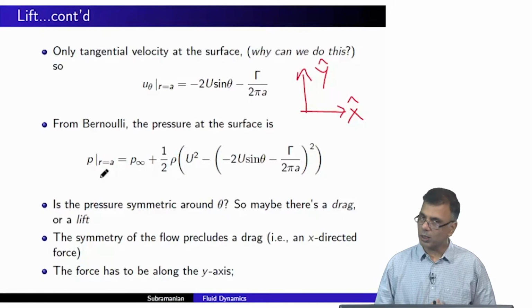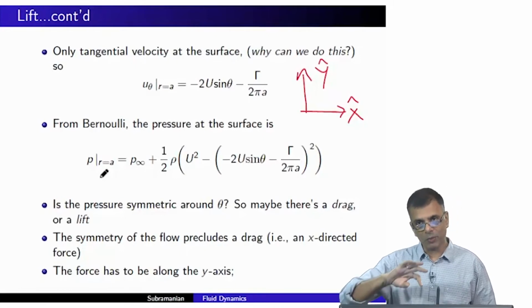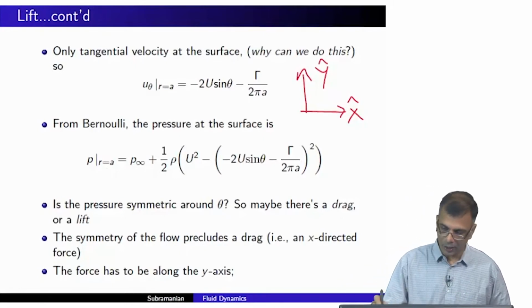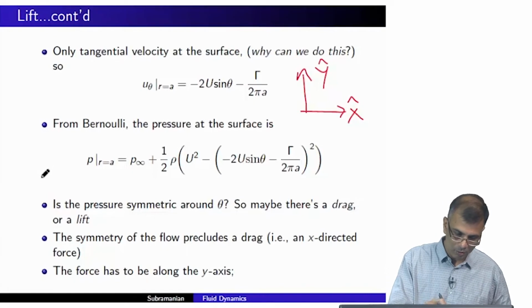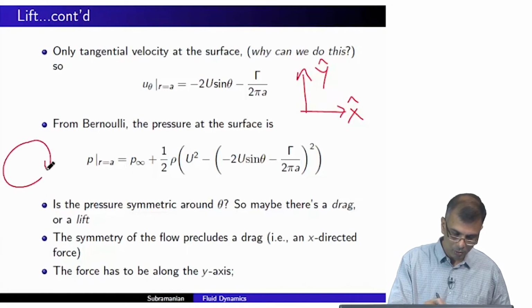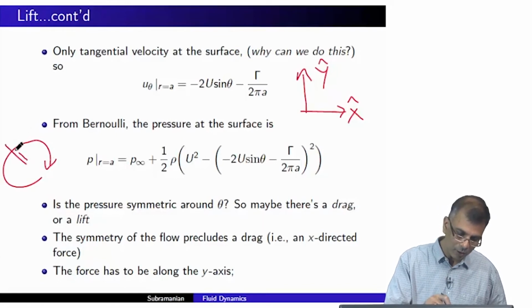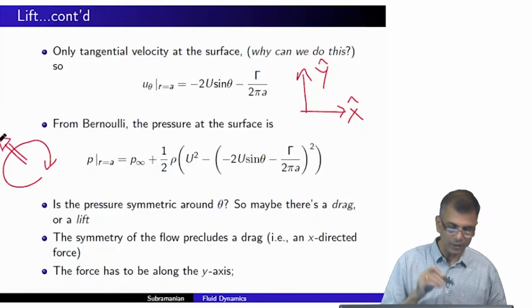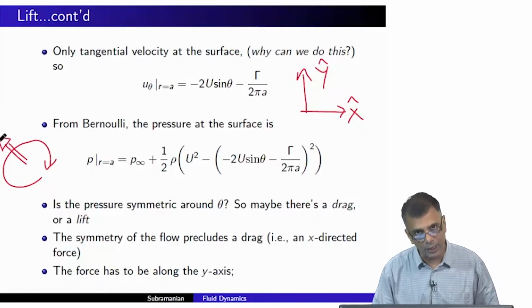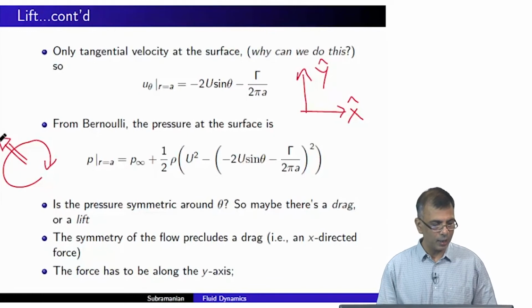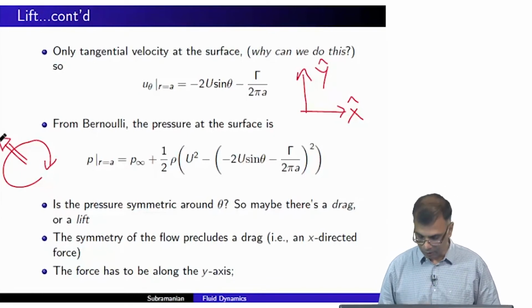Okay, so what are we really doing? We are saying that here's a ball that's spinning like so, and as a result, it experiences a lift like this. That's what we are really saying. And we are now trying to compute the magnitude of this lift.